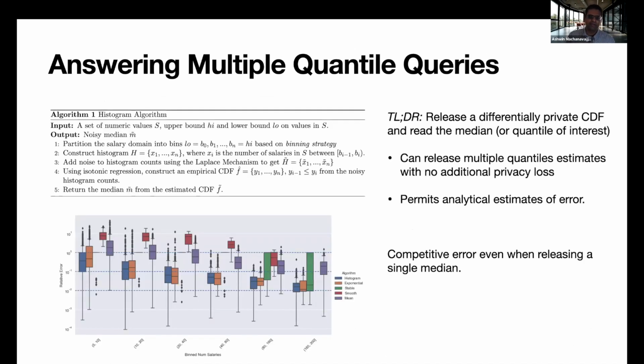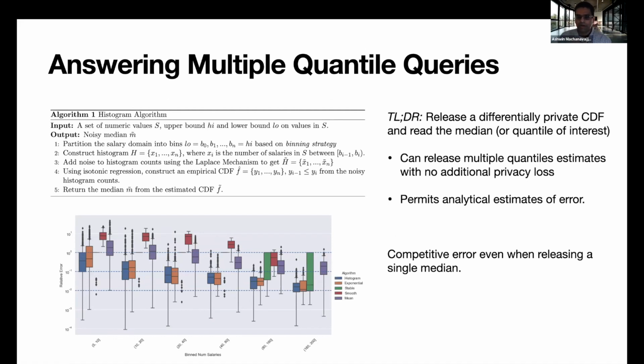So the actual algorithm that we used in our setting was basically, we needed multiple quantiles for the same group of people. And so rather than going with an exponential mechanism, which probably would give you the best accuracy, we went with a different algorithm, which first released a differentially private CDF from which you could just read off the median as post-processing, or read off the 25th percentile, 100th percentile. And the nice property was that you can release multiple quantiles with no additional privacy loss.